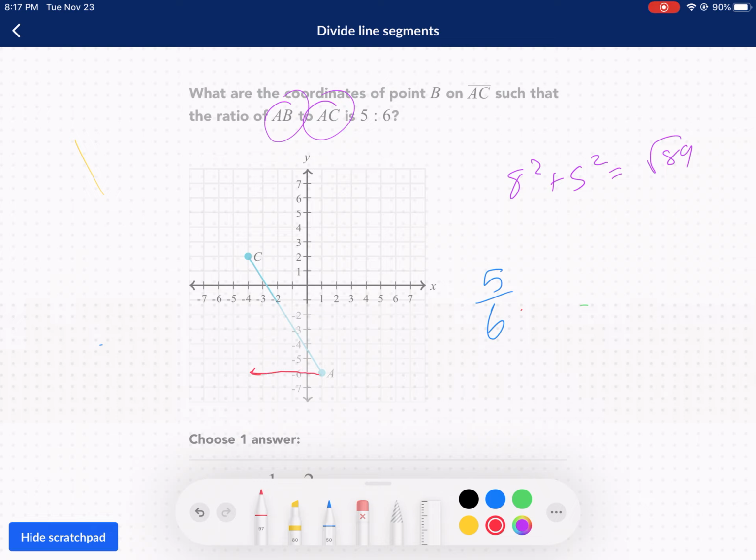So here we have this red distance here. We already know that's 5. We know this is 8. Right? At least I'm thinking it's 8. 1, -6, -4, 2. Okay.